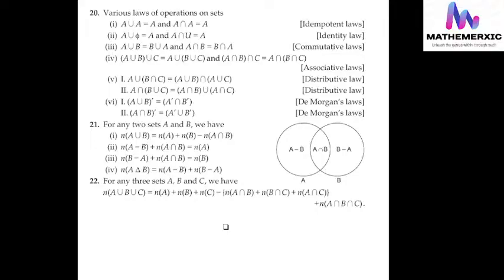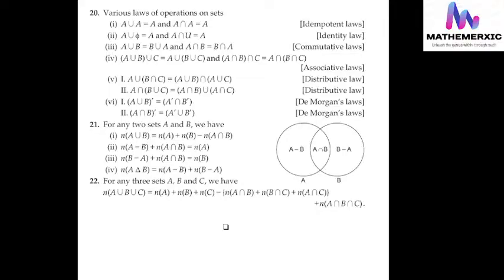Distributive again the same thing, but with distributive we should be very clear. When we write A union (B intersection C), we convert it to (A union B) intersection (A union C) separately. In the case of A intersection (B union C), it will be (A intersection B) union (A intersection C). So these are the distributive laws.